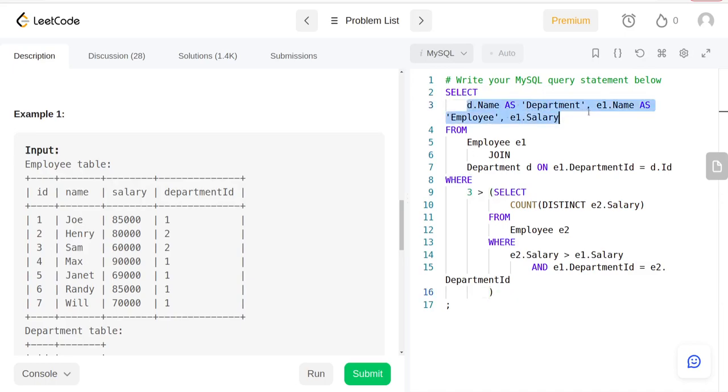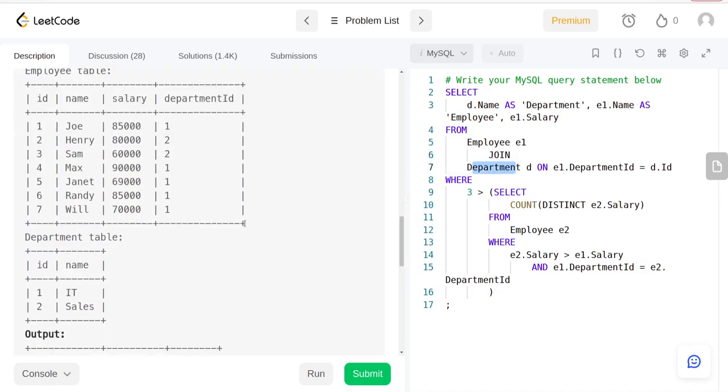The rest is simple. We are joining it with the department just to get the name of the department. That's all I wanted to cover in this video.